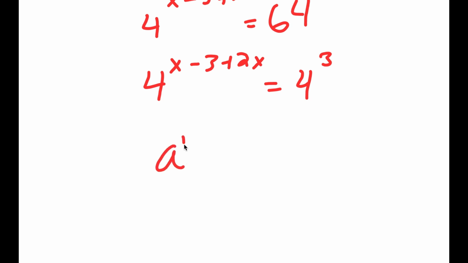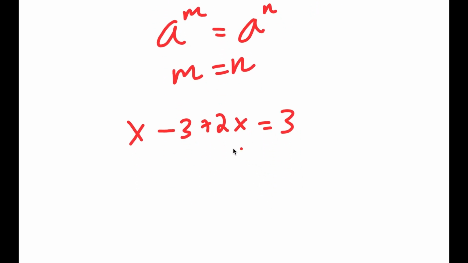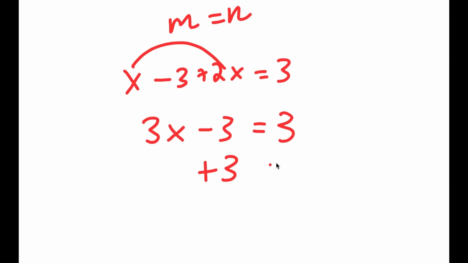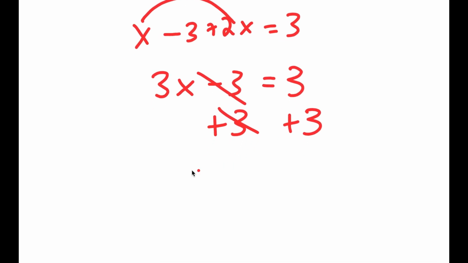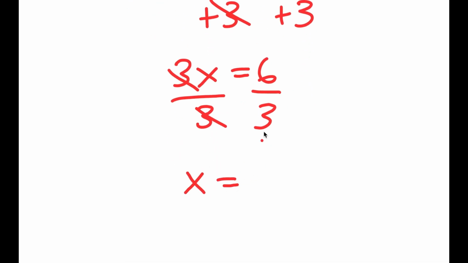And now, if I have something in the form a to the power of m is equal to a to the power of n, this means that m is equal to n. So in this case, x minus 3 plus 2x is equal to 3. So now to simplify this, we just combine like terms. x plus 2x, that's going to be 3x, so I have 3x minus 3 is equal to 3. And now I'm going to add 3 on both sides. So I get 3x is equal to 6, and if I divide both sides by 3, I get x is equal to 6 divided by 3, which is 2.